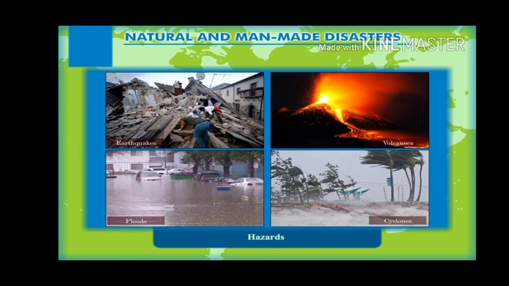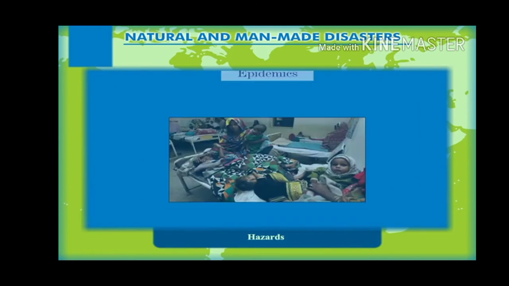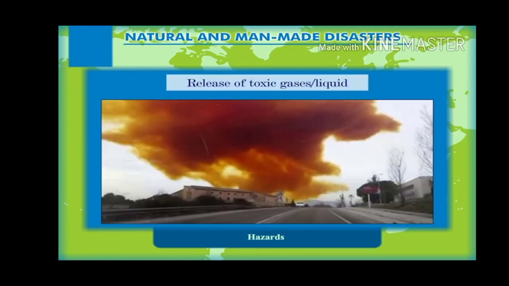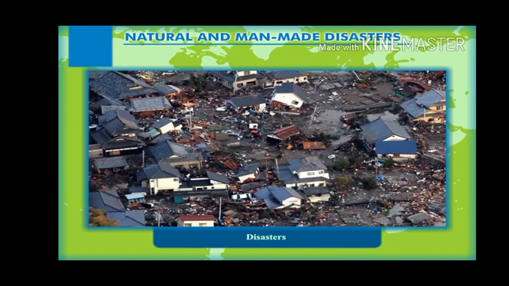So, earthquakes, volcanoes, floods, and cyclones are all hazards. Hazards are potential problems. Even epidemics are potential problems. The release of toxic gases, fires, wars, all these are hazards. Now, disasters are threats to life. They are hazards that affect a large portion of the country.